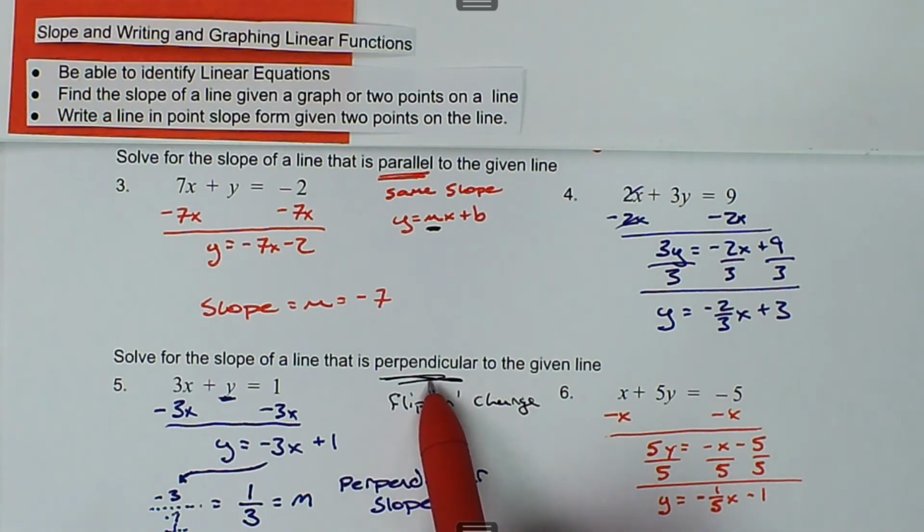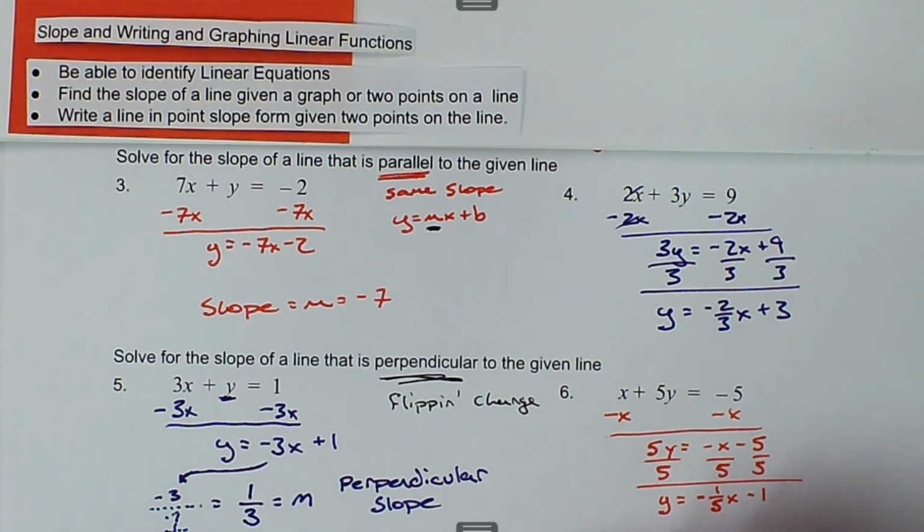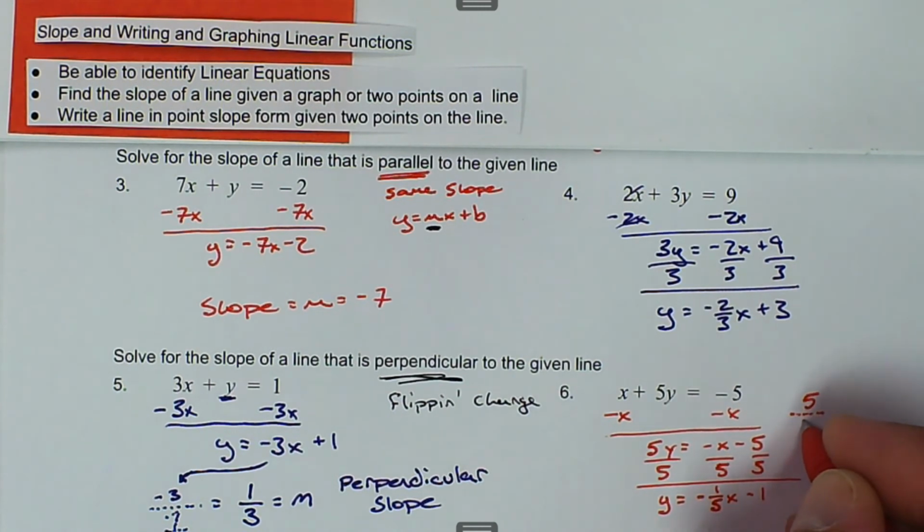So we're still looking for flip and change, perpendicular, the swear word. And so all we have to do is flip the fraction. So instead of 1 over 5, we're going to have 5 over that understood 1. And it is negative, so we're going to change it to positive. So that's what we did. And so another way that we can write this is just 5 is equal to m.